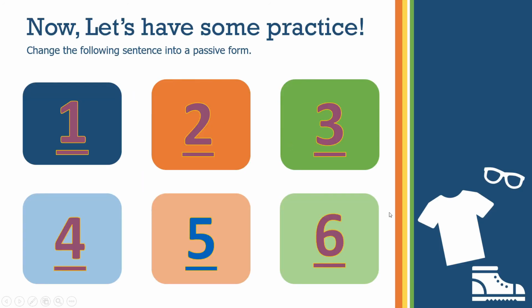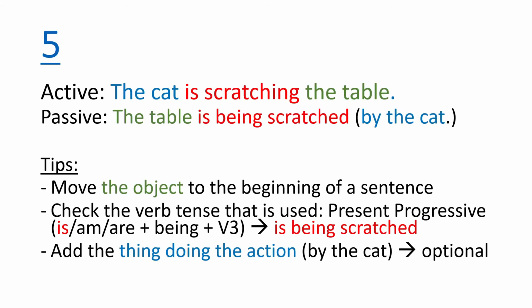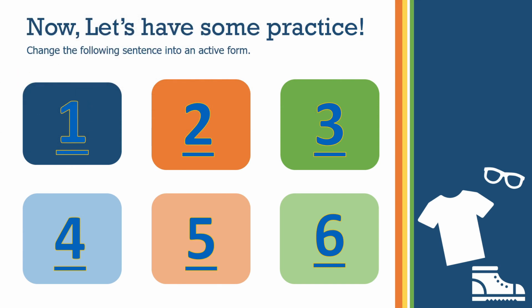Now the last one, number 5. Can I, ma'am? Yes. Okay. The table is being scratched by the cat. Wonderful. Very good. The cat is scratching the table. The table is being scratched by the cat. Good. Very good.